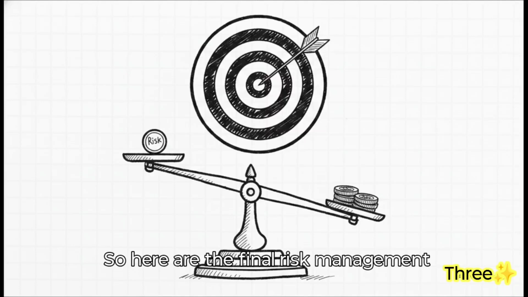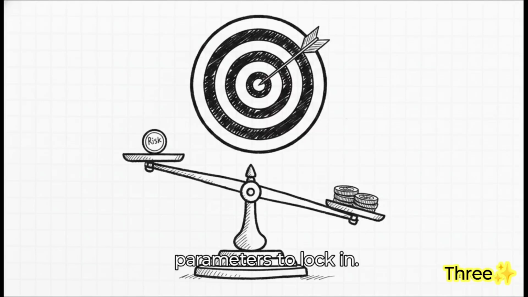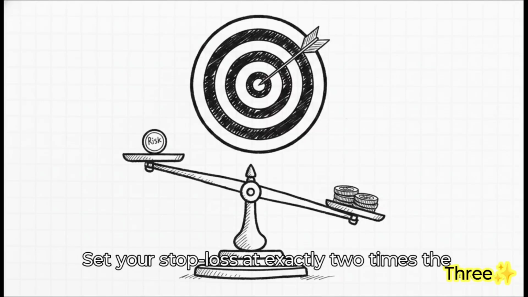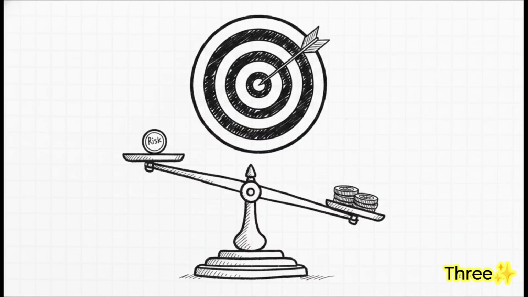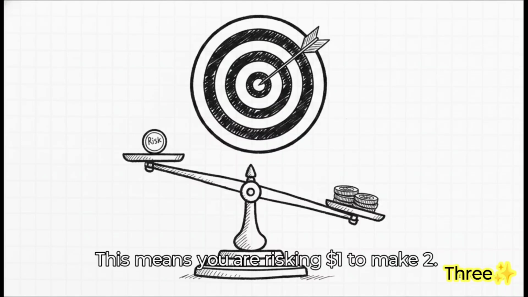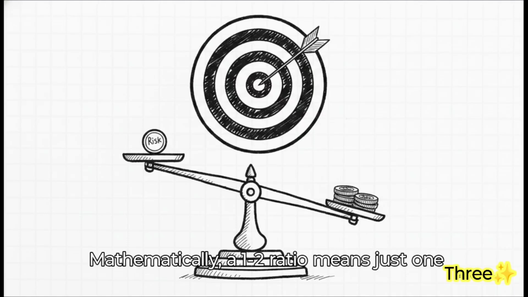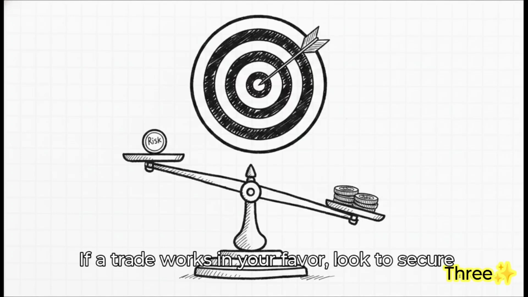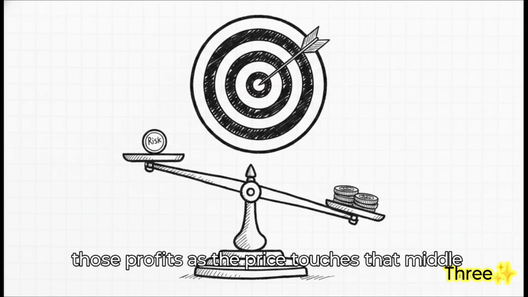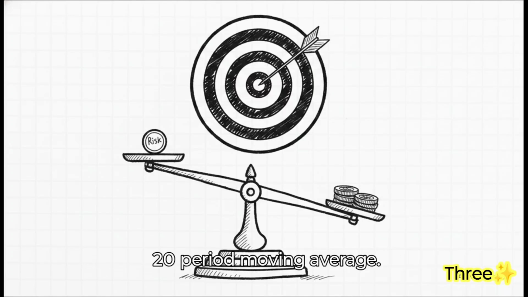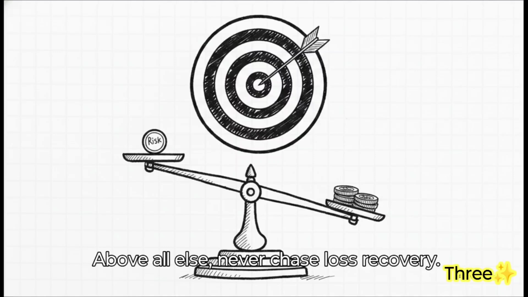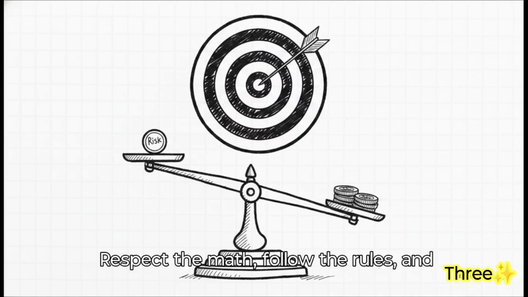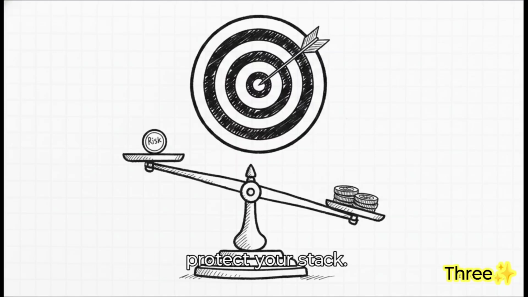So here are the final risk management parameters to lock in. Set your stop loss at exactly 2 times the current ATR value. For your targets, aim for a minimum of a 1-to-2 risk-to-reward ratio. This means you are risking $1 to make 2. Mathematically, a 1-to-2 ratio means just 1 winning trade covers 2 losers. If a trade works in your favor, look to secure those profits as the price touches that middle 20-period moving average. Above all else, never chase loss recovery. Respect the math, follow the rules, and protect your stack.